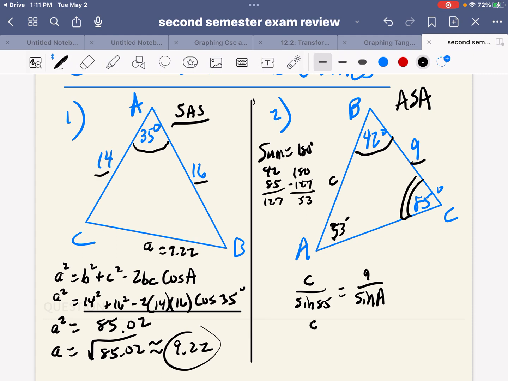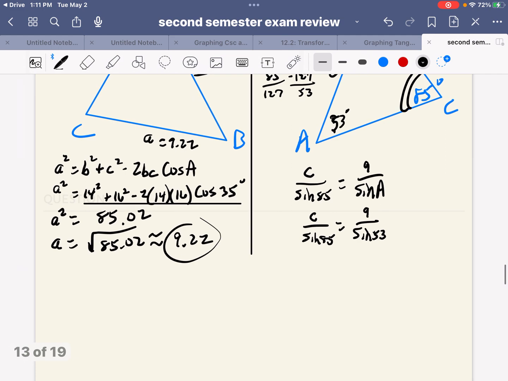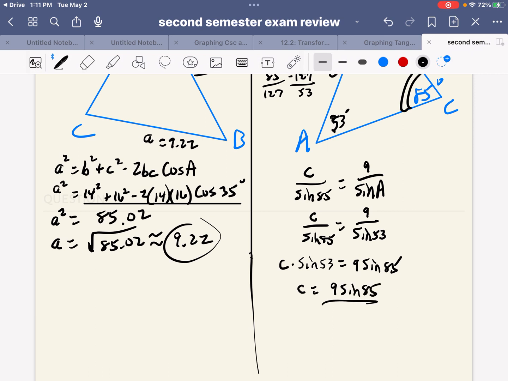So now I can say C over the sine of 85 equals 9 over the sine of 53. So now I can solve this equation for C. I can cross multiply: C times the sine of 53 equals 9 times the sine of 85. C would equal 9 times the sine of 85 divided by the sine of 53. So I'm going to grab my calculator and type that in degree mode. 9 times the sine of 85 divided by, oops, I want to put that division there, close that parenthesis, and then divided by the sine of 53.